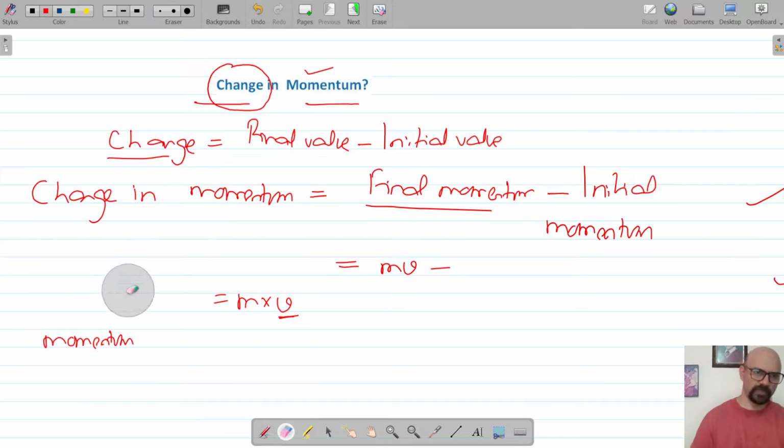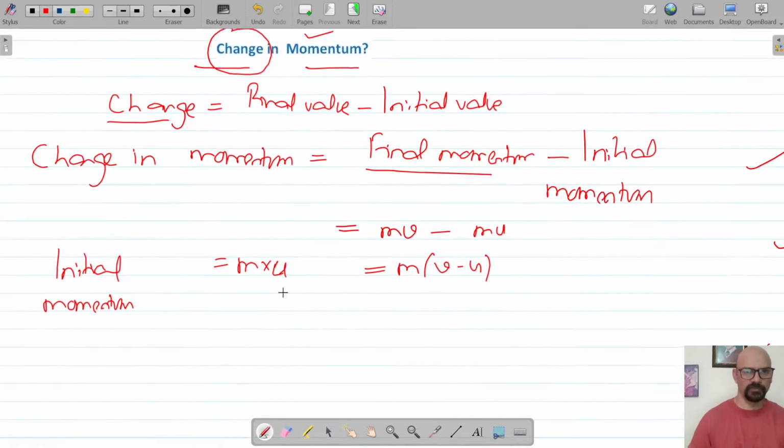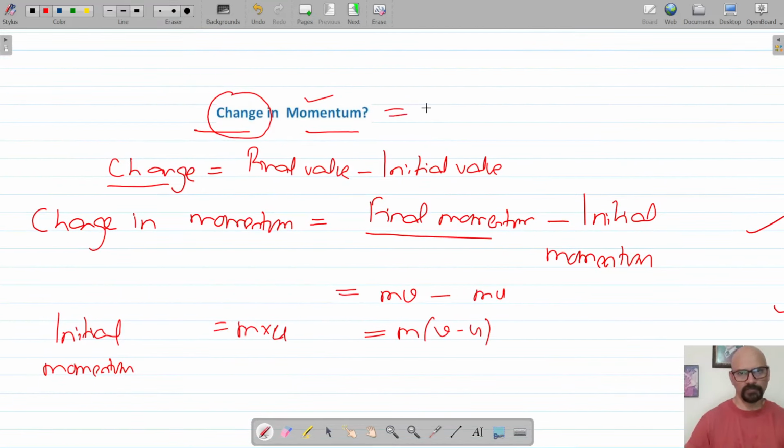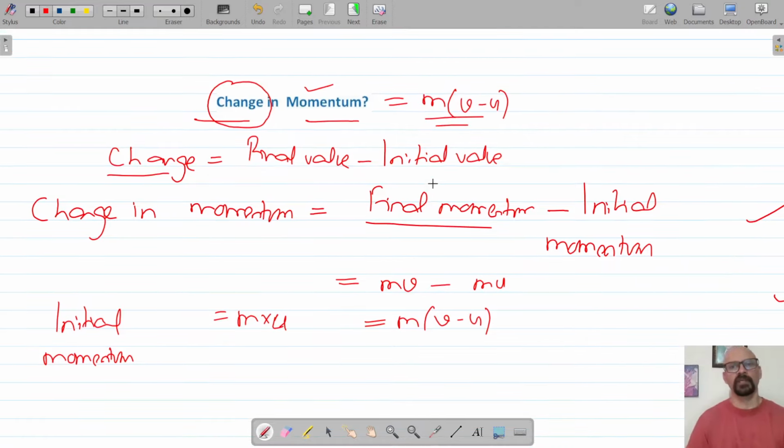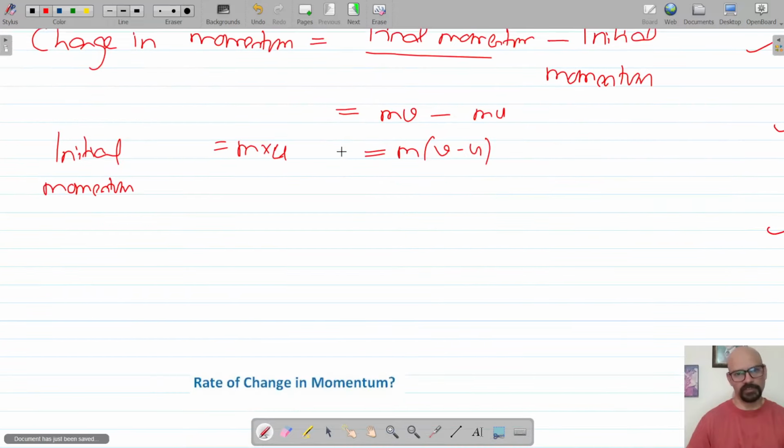And if we have to find out the initial momentum, because mass will be constant, we just change the velocity, so that would be the initial velocity. So initial momentum will be m into u, and m is common, so we will write m into v minus u. So our change in momentum is mathematically written as m into v minus u. Okay, so this is the change in momentum.